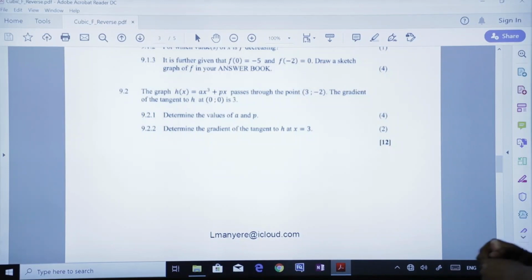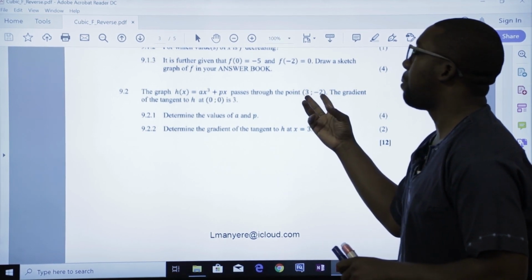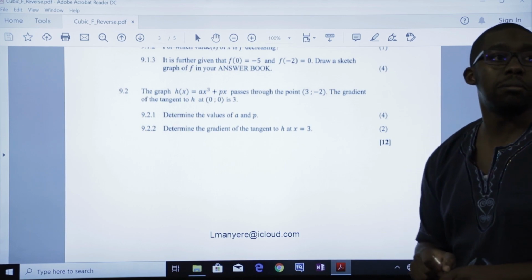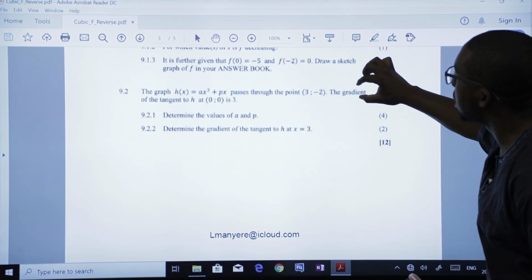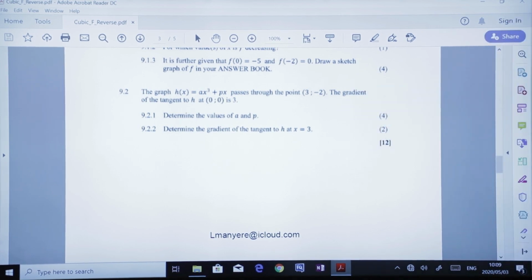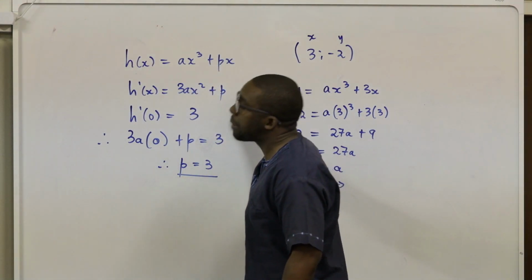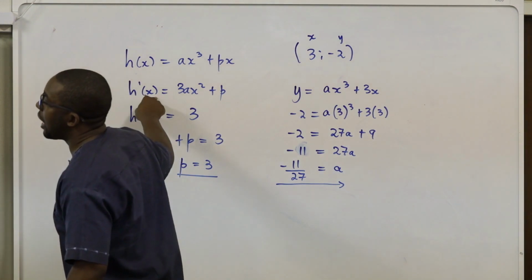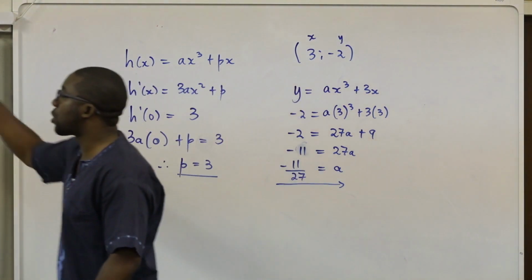How did we do that? Well, we were given a function, h of x is equal to ax cubed plus px. If we substitute the point, we have an equation with two variables, a and p. Then we need more information, because to solve two unknowns, we need two equations. The second piece of information is the gradient of the tangent to h of x. The word gradient in the context of calculus simply means differentiate, which is why I did this.